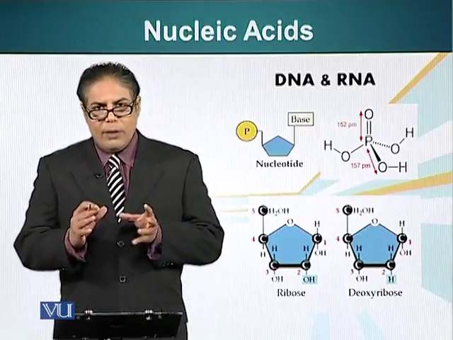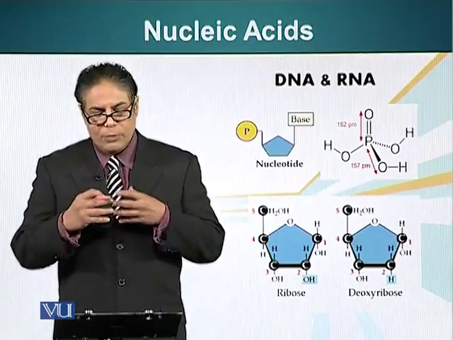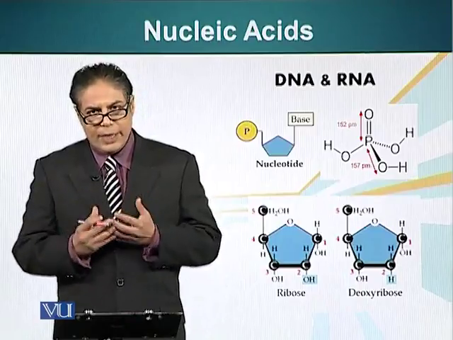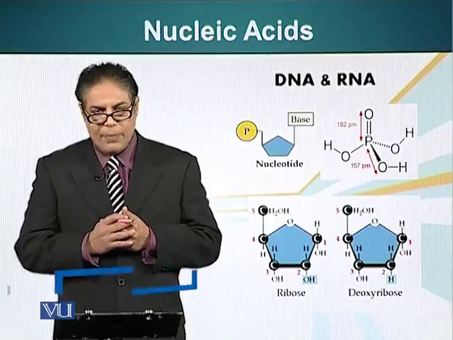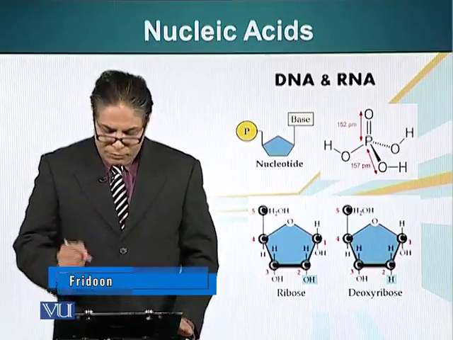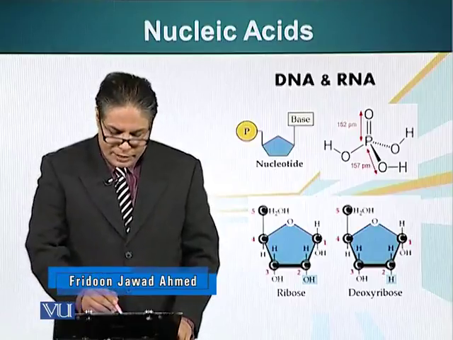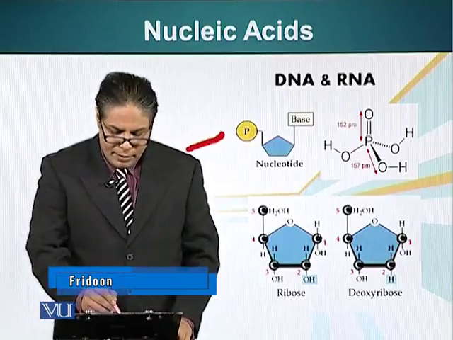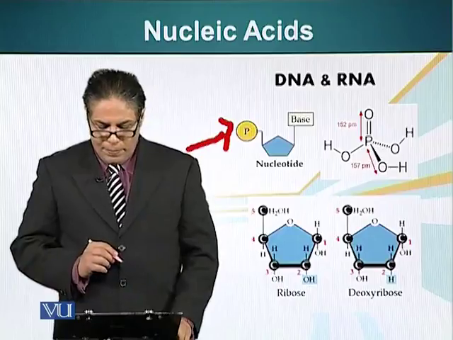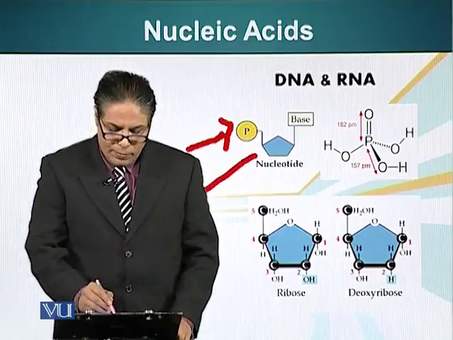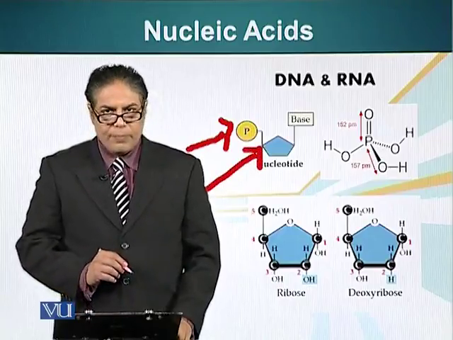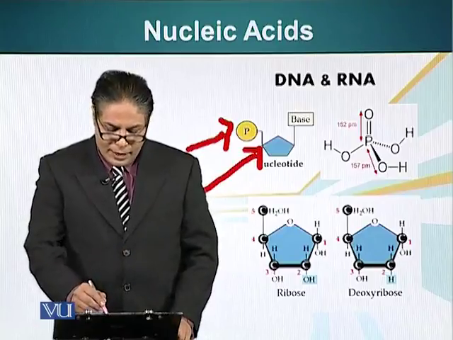The monomer which makes nucleic acids is called the nucleotide. It has three domains. I'm going to highlight all these domains. It has a phosphate group, here the P in the yellow ball. It has a sugar molecule, a pentose sugar, I have put an arrow on it, and a nitrogenous base.